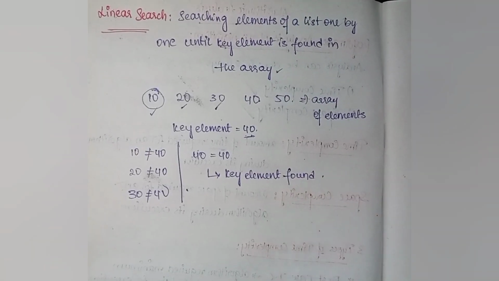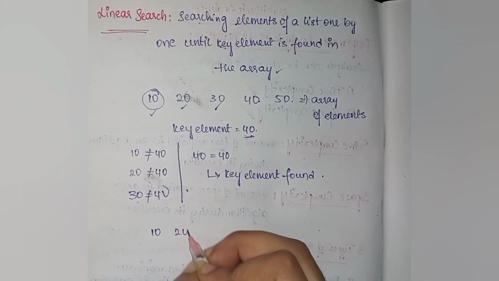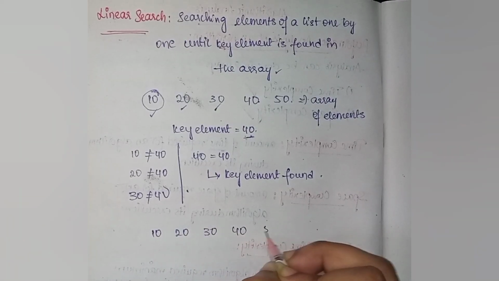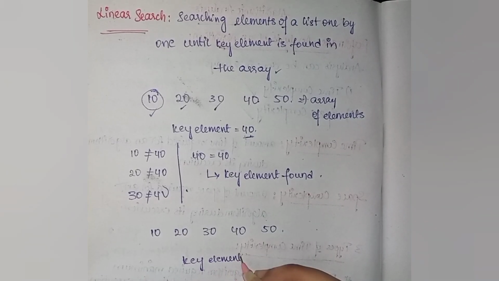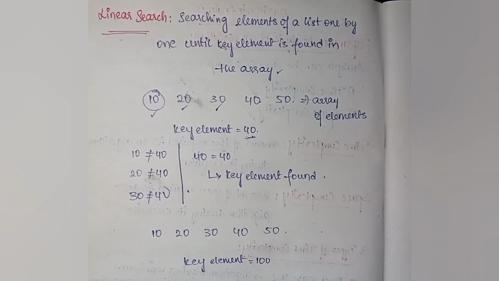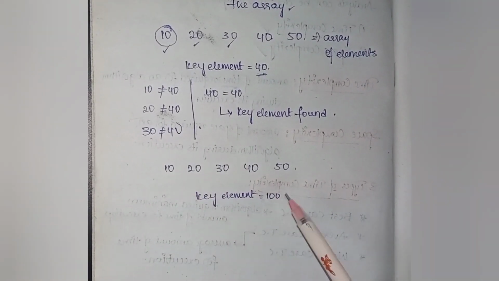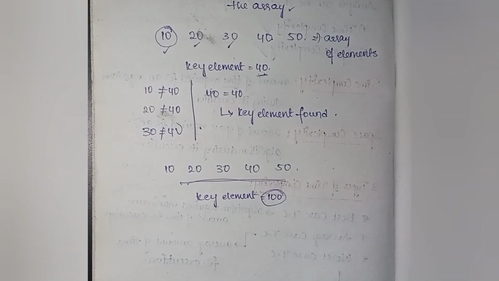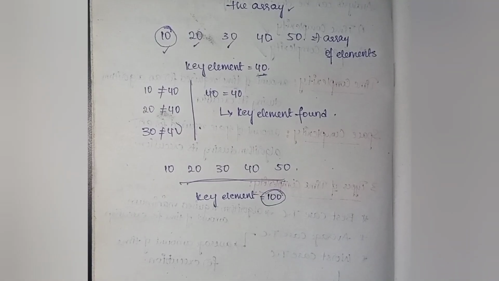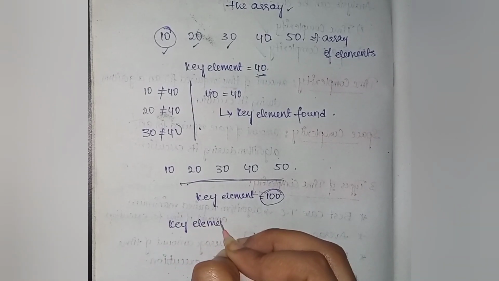To understand it more easily, I'll give you another example. 10, 20, 30, 40, 50, and my key element is given as 100. I can tell without doing any manual problem solving that this element will not be found in this list. If it is not in the list, the array gets exhausted, means the array will be completed, but you'll not find any key element. So what will be your result? You'll write key element not found.